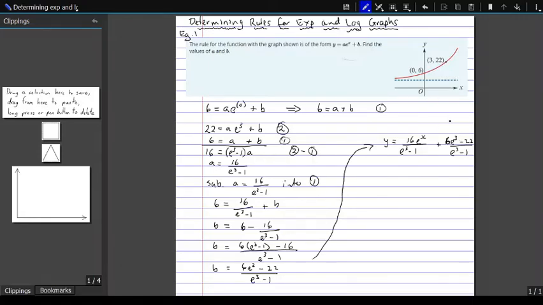Okay, so we can see then this actually would be the equation for the horizontal asymptote, this value here, 6e cubed minus 22 over e cubed minus 1. Okay, so that's our first example, and next we'll look at another example using log functions.